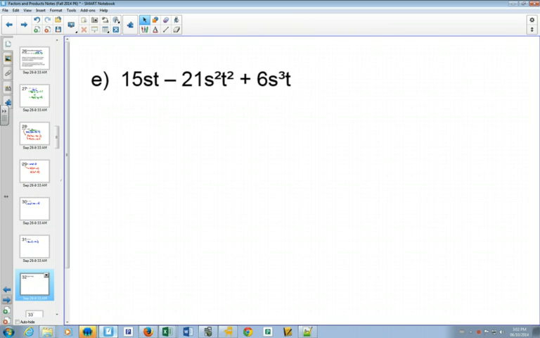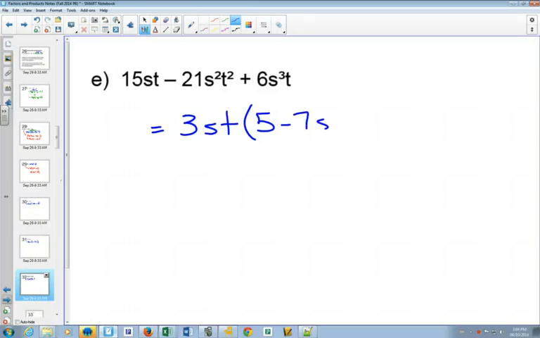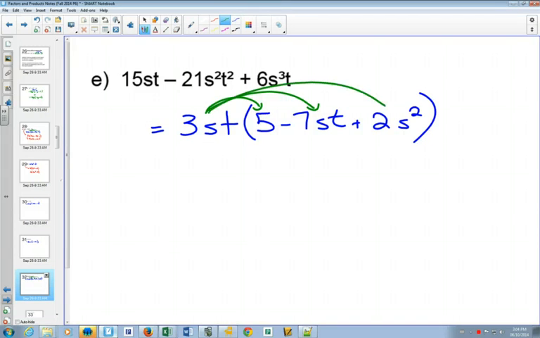Oh, the easy part. You can pull out a 3, 1S and 1T, leaving you with 5 minus 7ST plus 2S squared. Again, do a quick check at the end. Distribute it out and see if it's equal to what you had before.